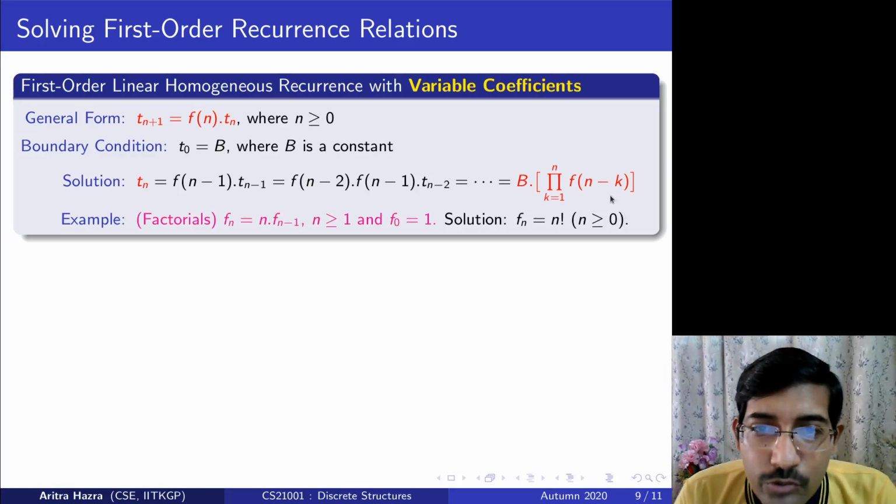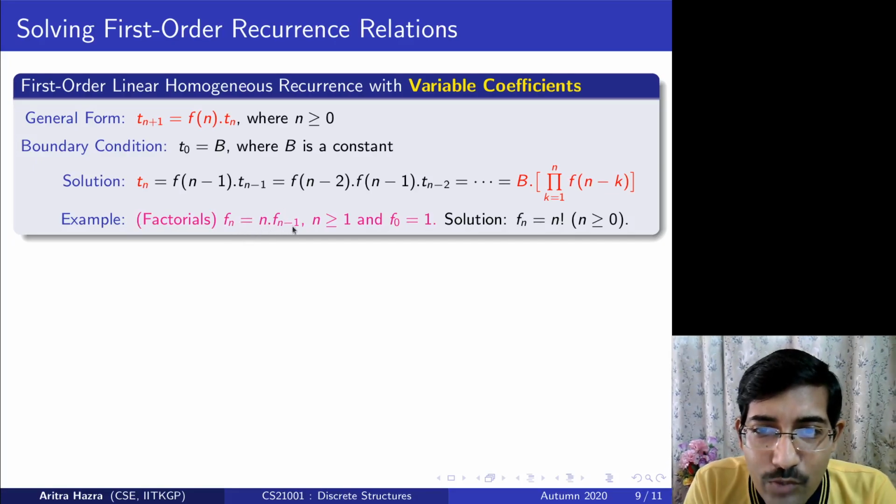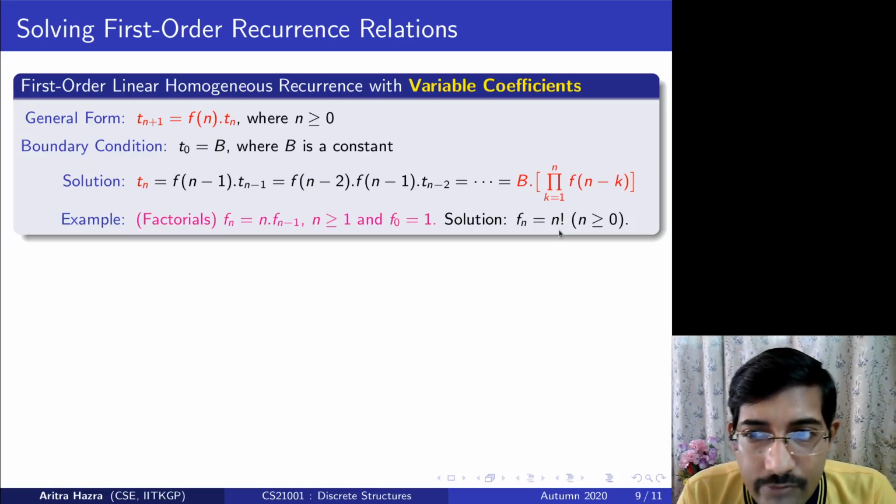Example, factorials, because factorial of n equal to n into factorial of n minus 1. If I consider this as fn, then it will be n into n minus 1 into n minus 2 into so on, where your b is f0 equal to 1, the 0 factorial is 1. So we get fn equal to n factorial, while n greater than equal to 0.